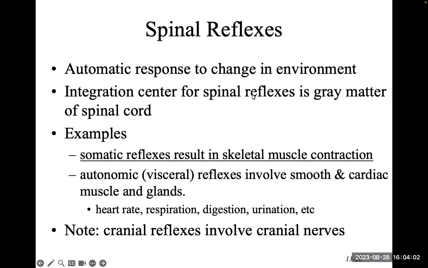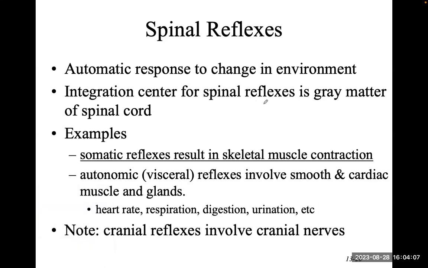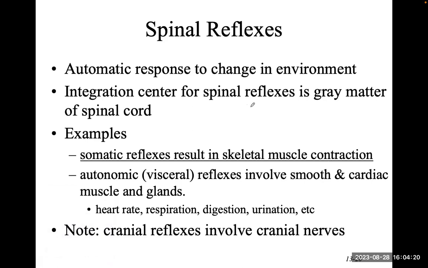So remember, if we have the cross section here. Oh, sorry about that, let me clear that up. If we create a cross section here of the spinal cord and we do the butterfly here in the middle, right? Remember this butterfly, everything in here is gray matter, and everything around it is white matter. So the integration takes place here in the gray matter.